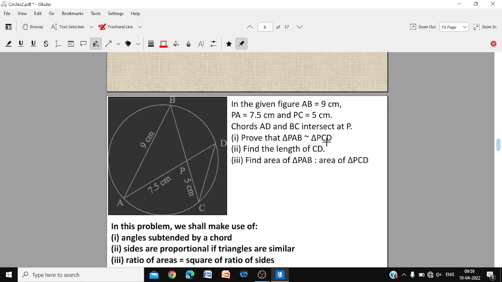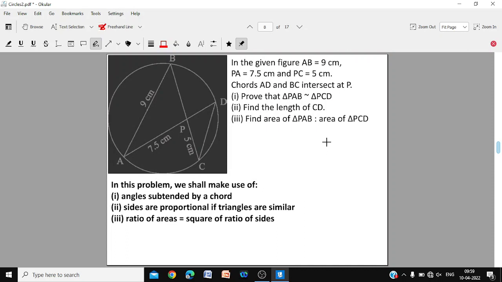Problem 2. In the given figure, AB is 9 centimeter, PA is 7.5 centimeter, and PC is 5. Chords AD and BC intersect at P. Prove that the triangles PAB and PCD are similar.